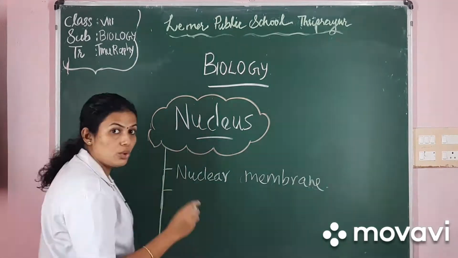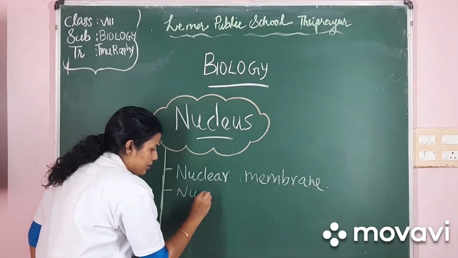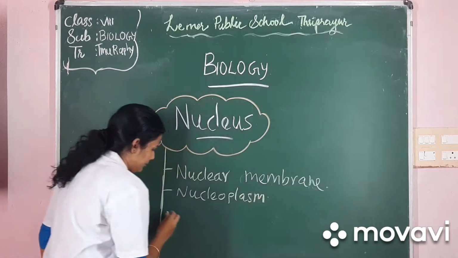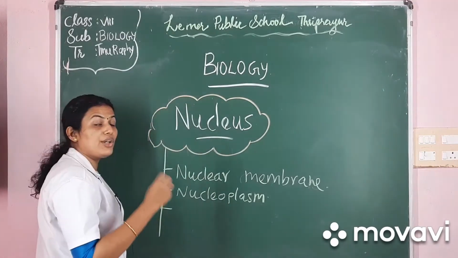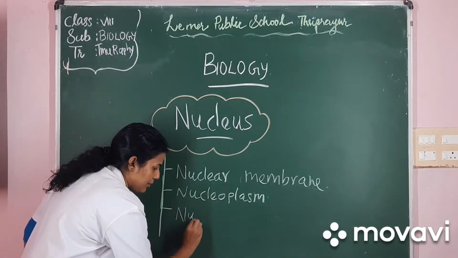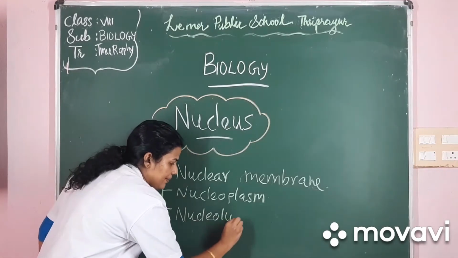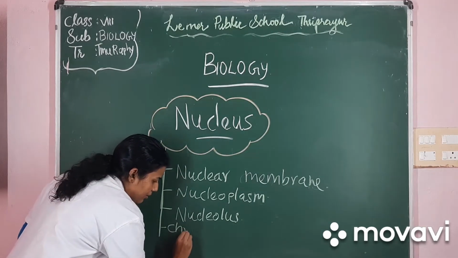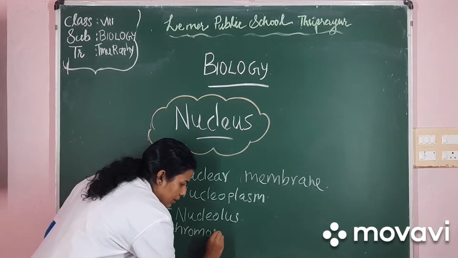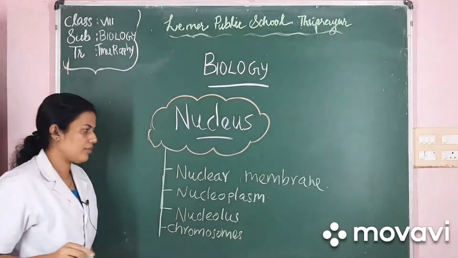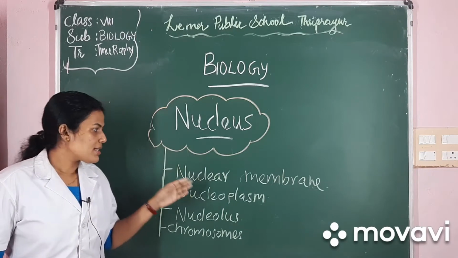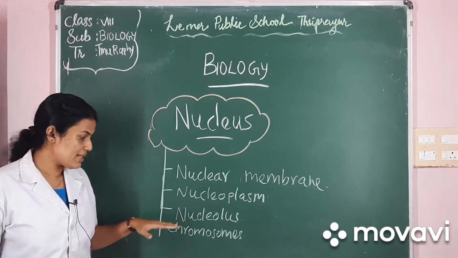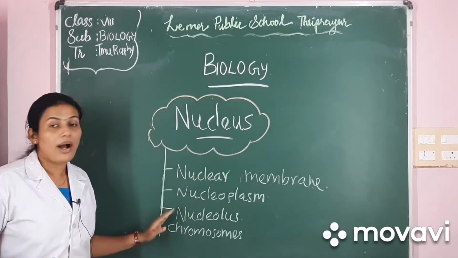The second one is nucleoplasm. Now the third one is nucleolus. The fourth one is chromosomes. So the nucleus consists of four parts. They are nuclear membrane, nucleoplasm, nucleolus and chromosome. Now let's learn these parts one by one.